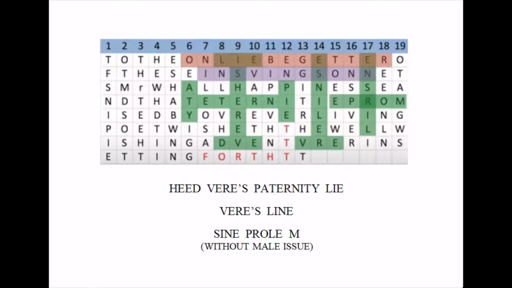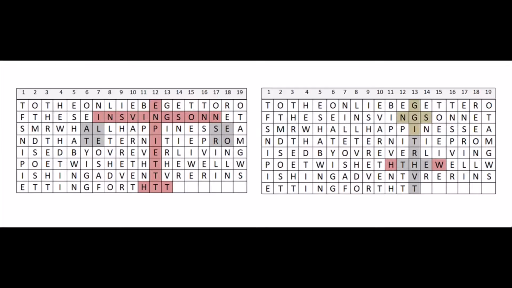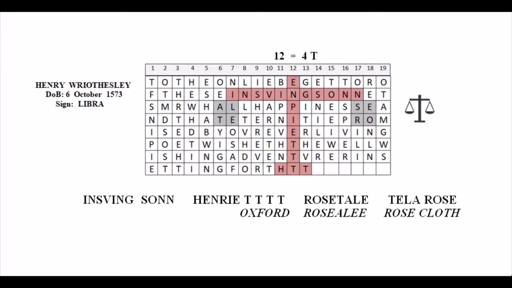Okay, now in addition to where Edward de Vere is buried, Waugh also shows the rebuses mention a paternity lie in Vere's line, and that he is without male issue, meaning he died without a legitimate male heir. In the last video, I showed 2 rebuses I found that I believe tell us what that lie is. The rebus in column 12 is in the shape of scales, the astrological sign of Libra. According to history, Henry Wriothesley was born October 6th under the sign of Libra. The words in the rebus read, ensuing son Henry 4T. 4T refers to Oxford. This is why it's in column 12.